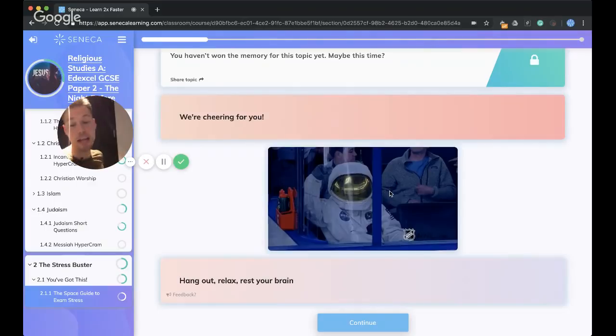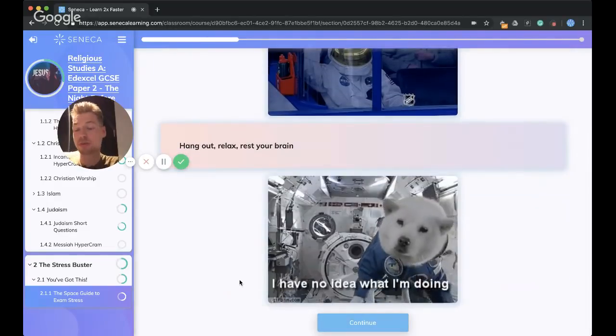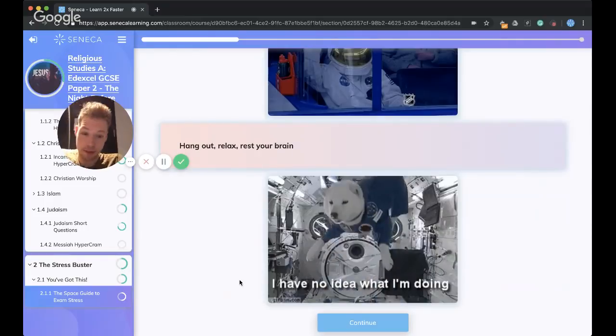Hang out, relax, rest your brain. Really important to take regular study breaks. It's good to work in intervals, so maybe work for 50 minutes and then take a 10-minute break to keep your brain relaxed. Hang out, see your friends, do all that normal stuff that you need to do to be happy.